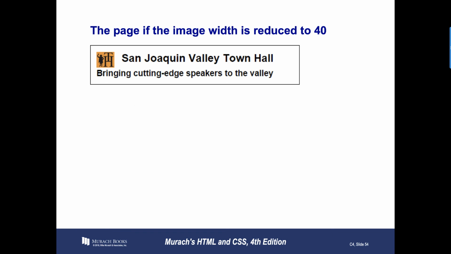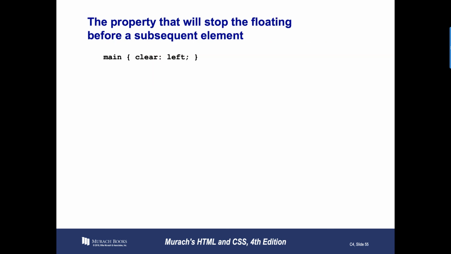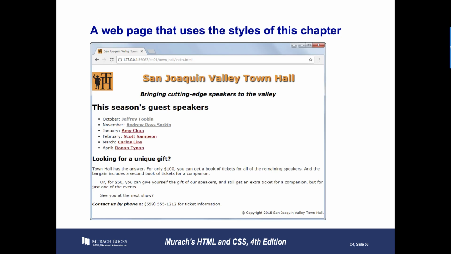So that's what happens. If we make the image a little smaller, you can see here that the text doesn't clear that image, right? The property that will stop the floating before a subsequent element is clear left. We'll do more on clear over the next couple of weeks.